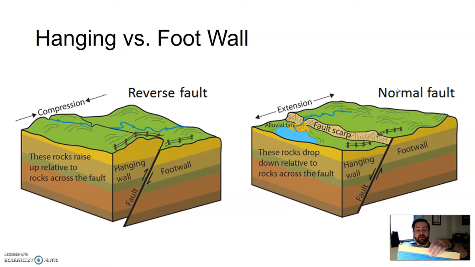Now, strike-slip faults, there really is no necessarily up and down movement. It's all just side to side. If you're looking at it from the top, it's just side by side. There's no up, there's no down. It's more towards and away, towards and away. So it's a shear stress causing this strike-slip fault. So that idea of hanging wall and footwall goes out the door when we're talking about strike-slip faults.